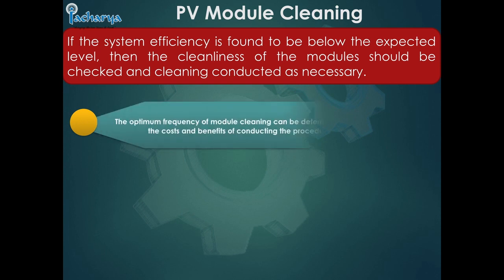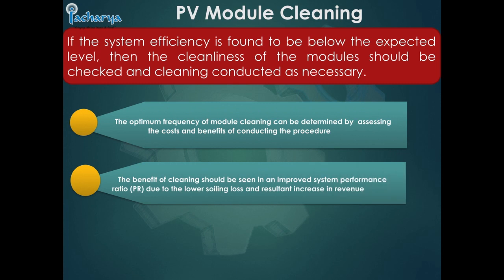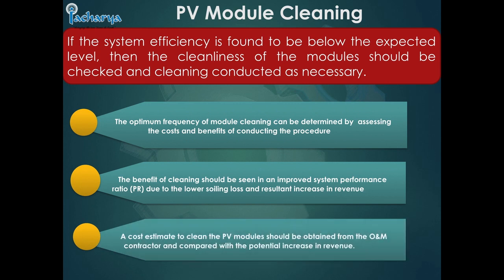The optimum frequency of module cleaning can be determined by assessing the costs and benefits of conducting the procedure. The benefit of cleaning should be seen in an improved system performance ratio due to the lower soiling loss and resultant increase in revenue. A cost estimate to clean the PV modules should be obtained from the O&M contractor and compared with the potential increase in revenue.